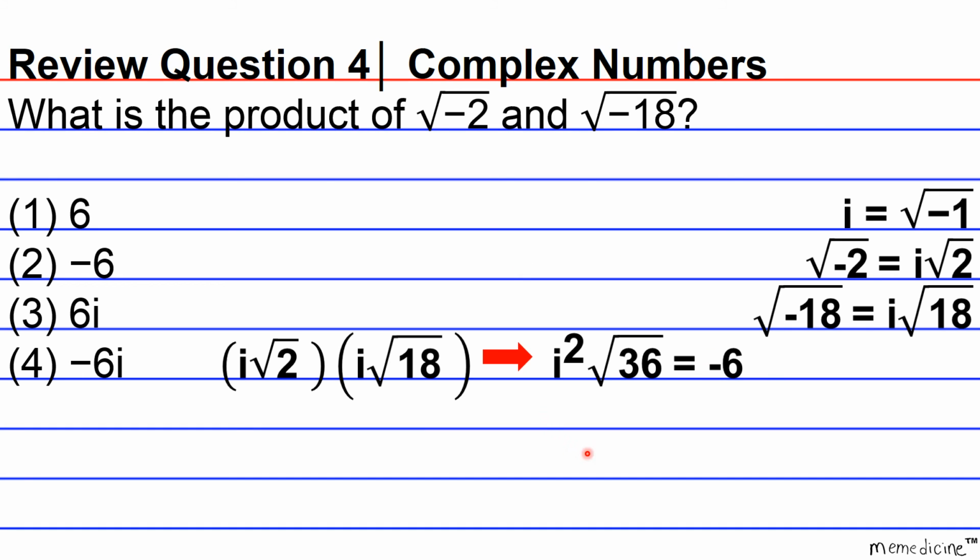And if you recall, i squared is equivalent to negative 1, or if you were to simply square i, you would realize that the radical sign dissolves and you get negative 1. So negative 1 times 6 is going to yield negative 6, and the correct answer choice is answer choice 2.